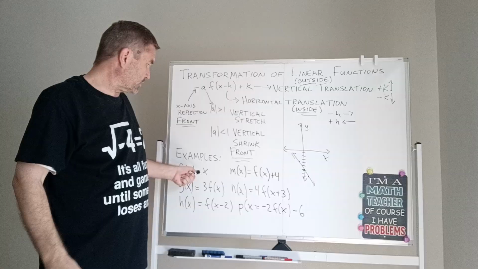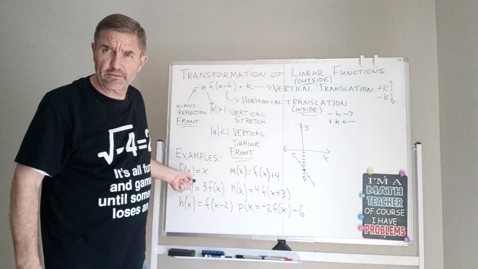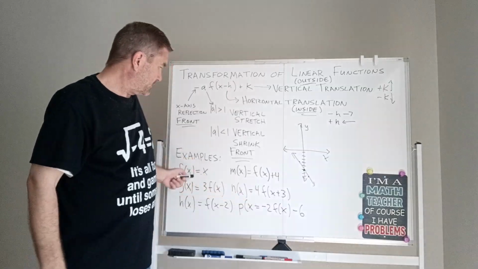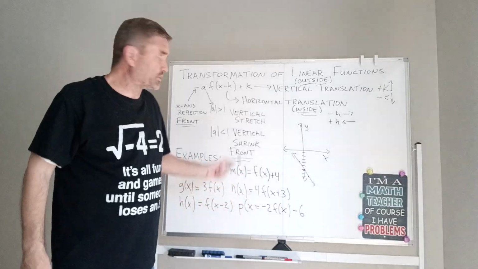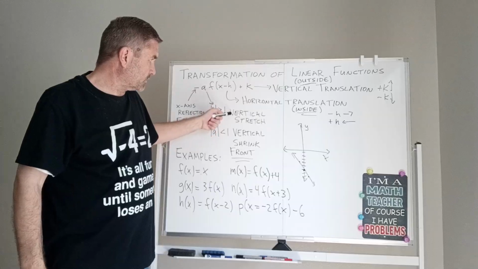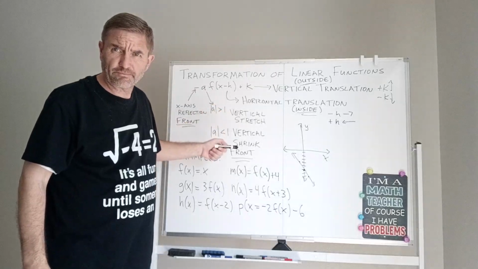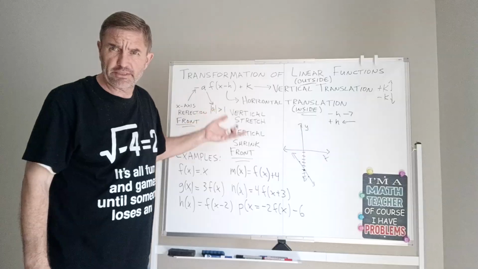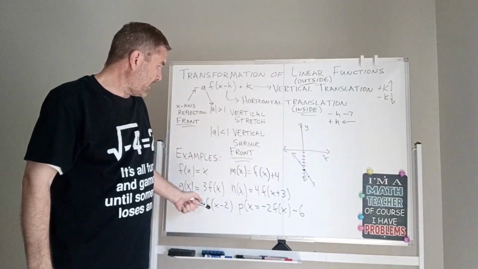You really only have to worry about the slope of your original line that you're transforming if you've got a dilation, which is this. These, remember, are called dilations. Vertical stretch, vertical shrink, or a dilation. Okay, then the negative is just there. It's either there or it isn't.